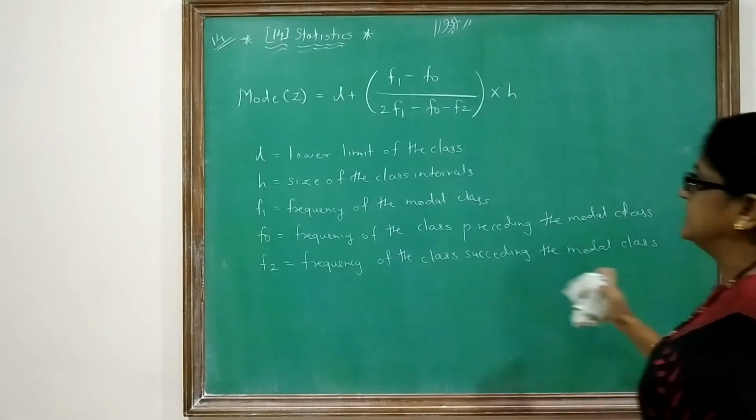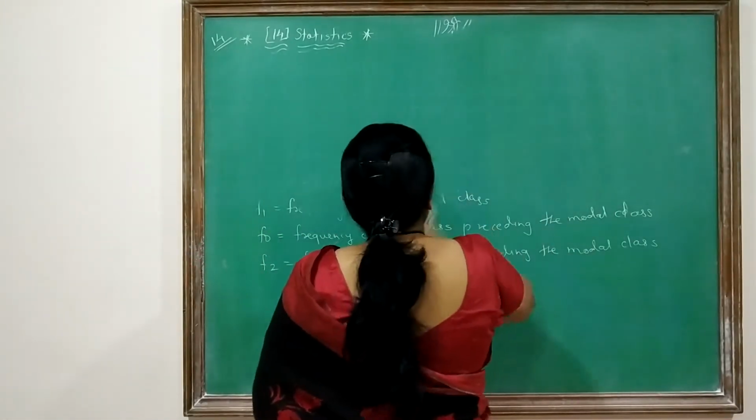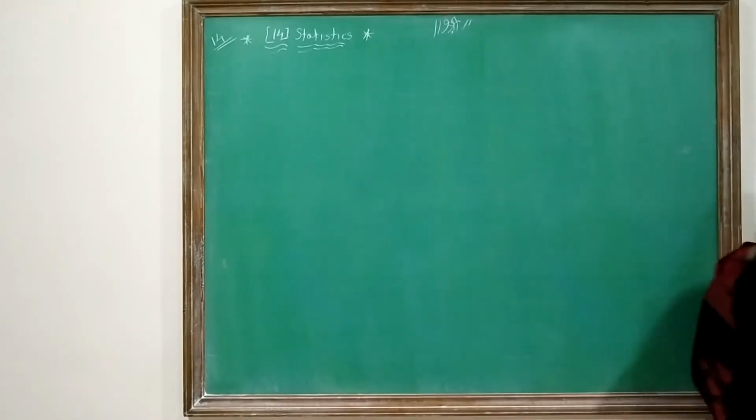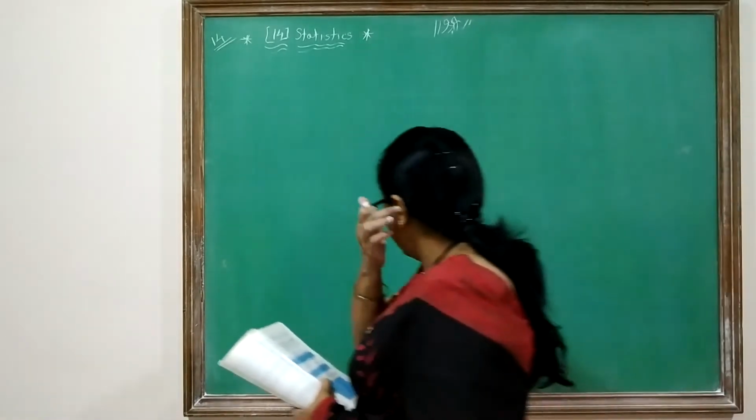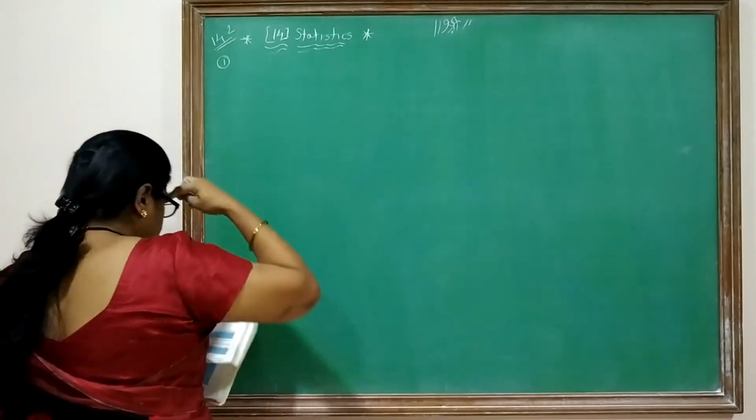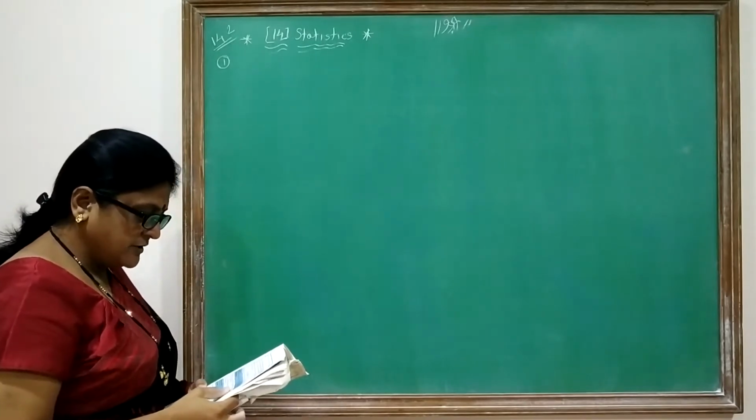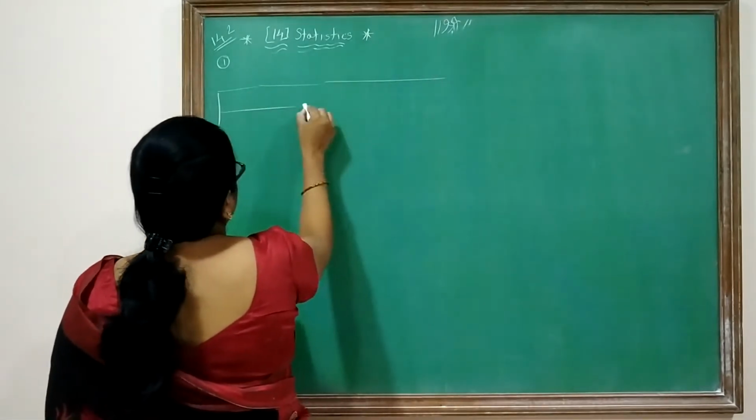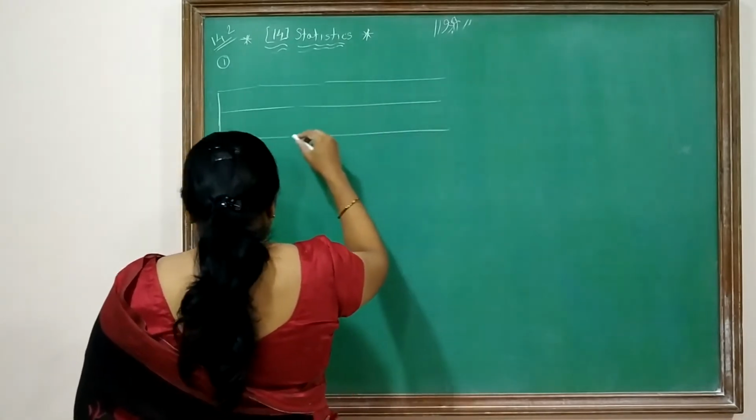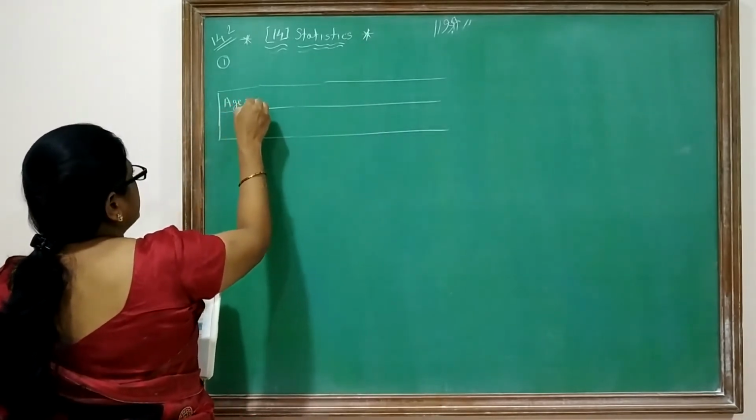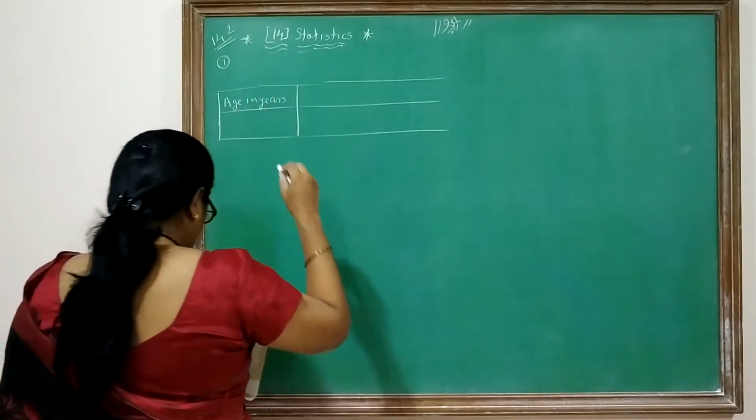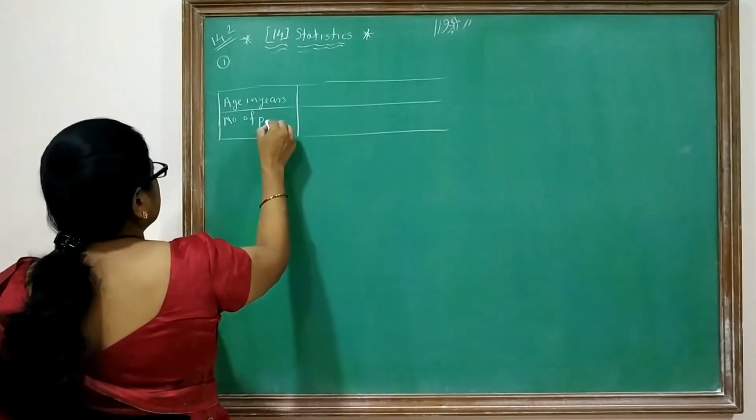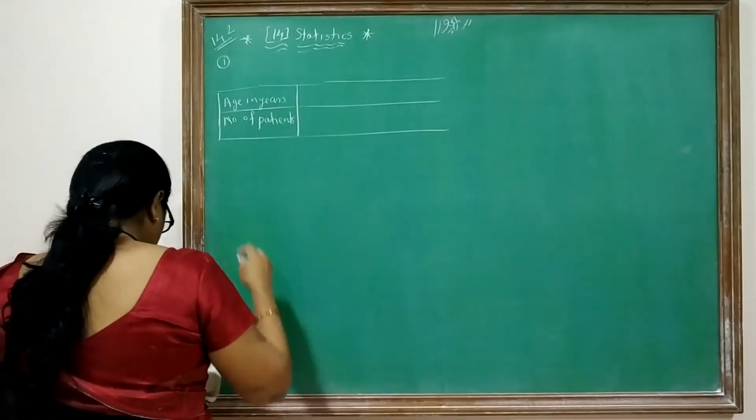Your first example is 14.2. The following table shows the ages of the patients admitted in a hospital during a year, and this table is given: age in years, number of patients.